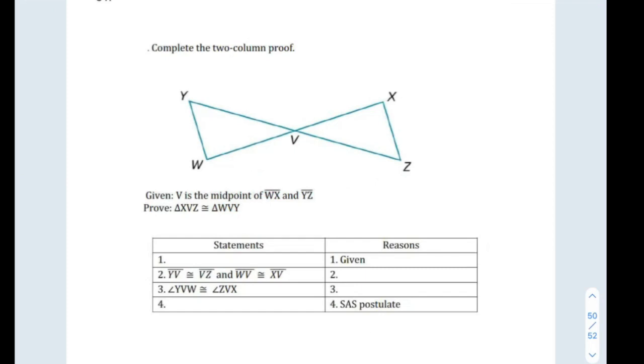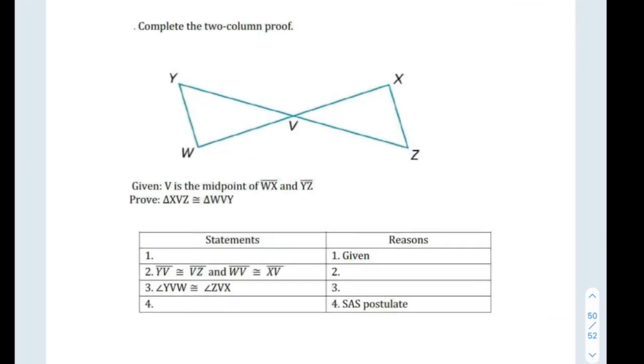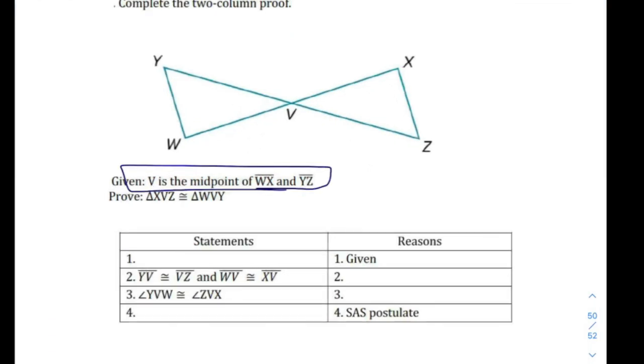Complete the two-column proof. V is the midpoint of WX, so we will copy this statement exactly.